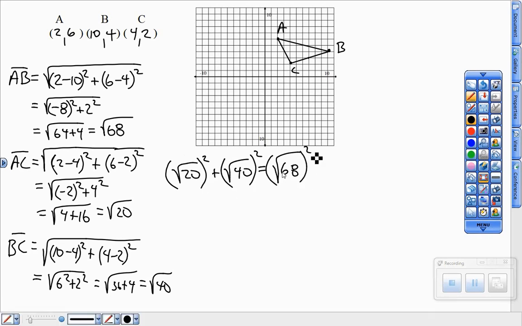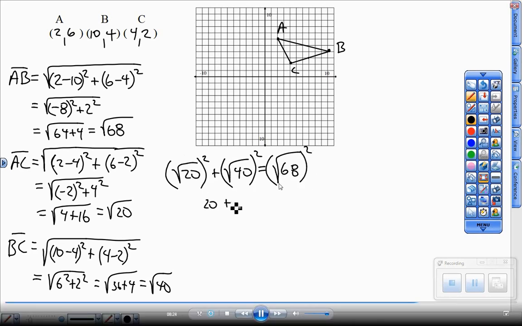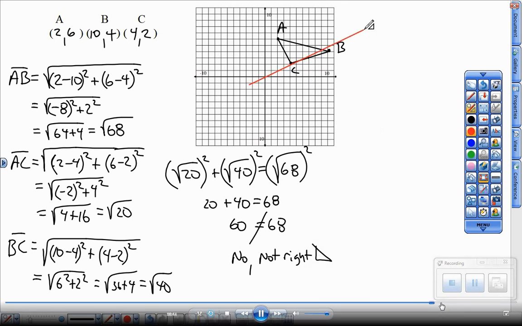It's close. 20 plus 40 does not equal 68. That is a false statement. That proves these lengths do not make up a right triangle. If I did the slope, my slope will be close, but not perpendicular either. So if I do the slope between C and B and compare that to the slope of A and C, if they're not perpendicular, it's not a right triangle. It's going to be close though.